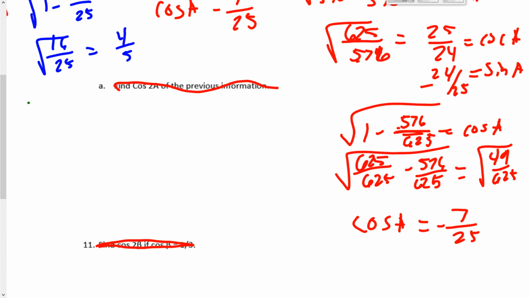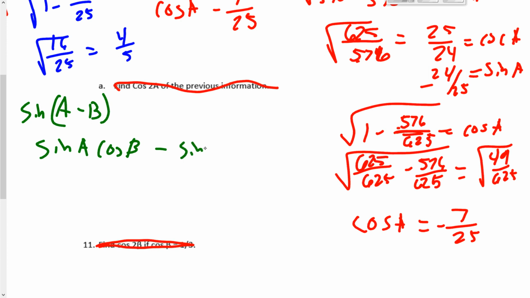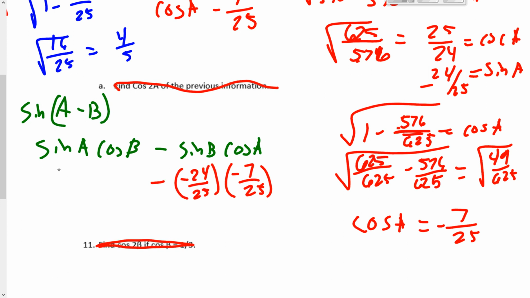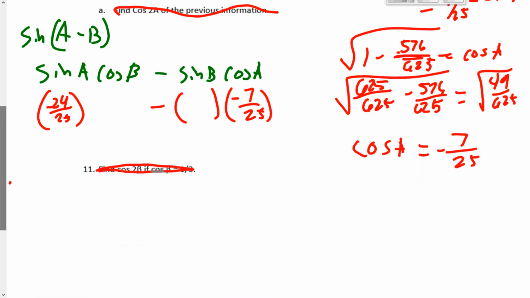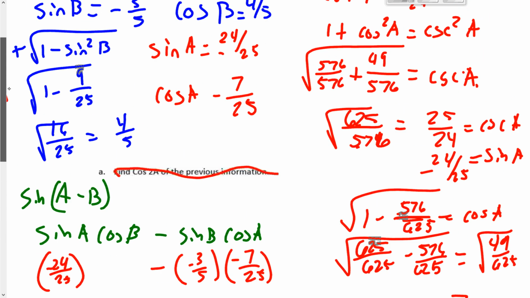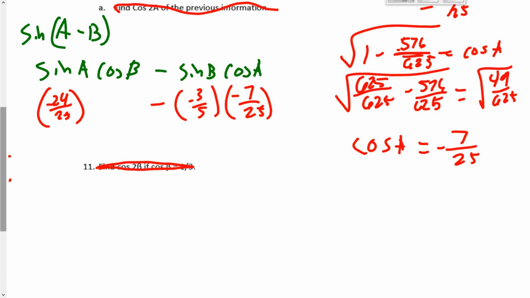Okay, so now we're finding sine of A minus B. So sine of A minus B is sine of A cosine of B minus sine of B times cosine of A. Well, now we have these answers, right? Cosine of A is negative 7/25. Sine of B is negative 3/5, and sine of A is negative 24/25. Cosine of B is positive 4/5.